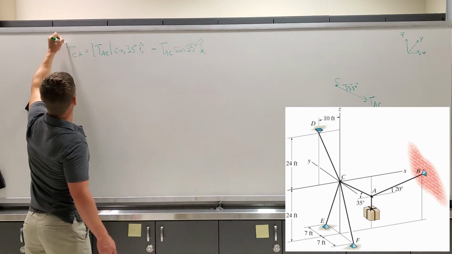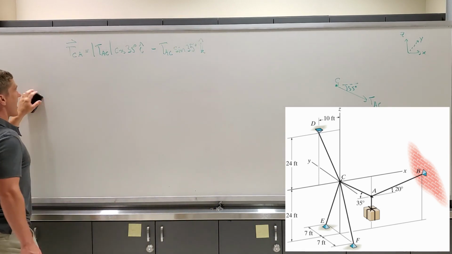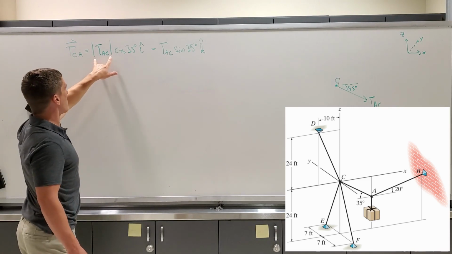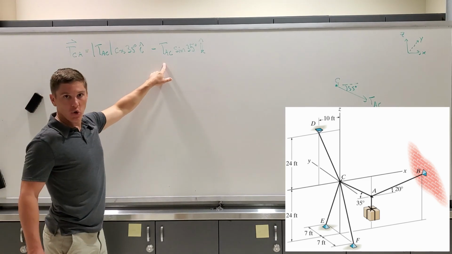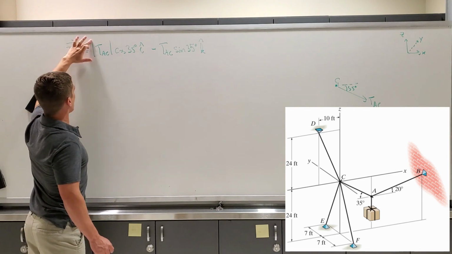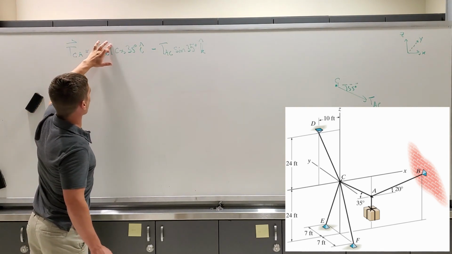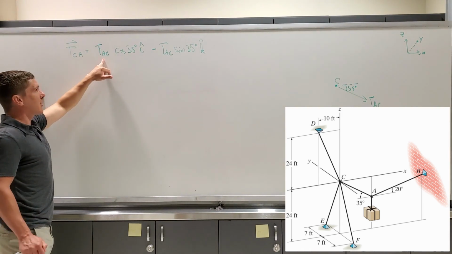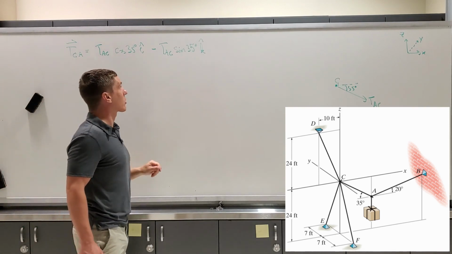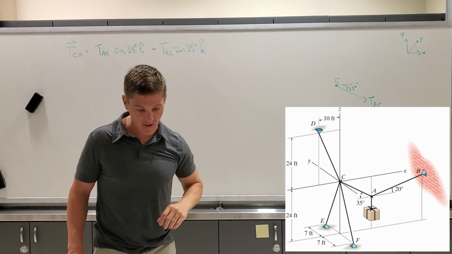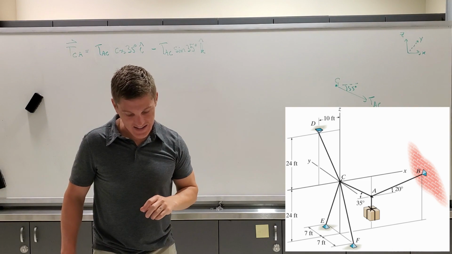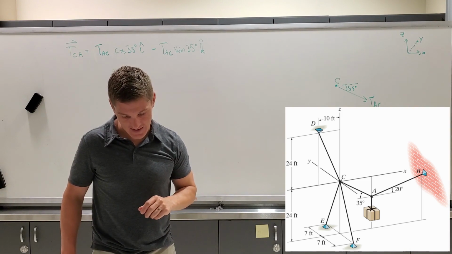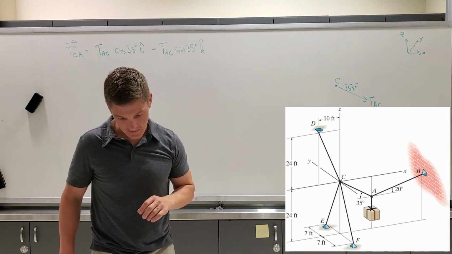So let's be clear, this is the vector form. We're writing this in vector form, and I'm just going to assume that you recognize the coefficients for all of them are going to be the magnitude, so I'm not going to write the magnitude line every time. We have the magnitude of the tension, but we are splitting it into its vector components. So we have a cosine 35 in the I and a sine 35 in the K direction.